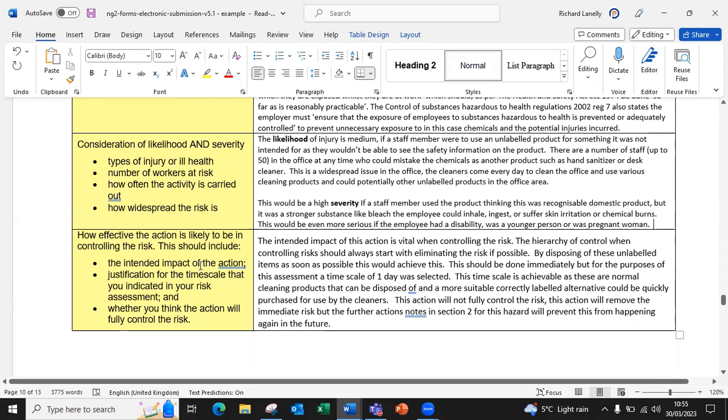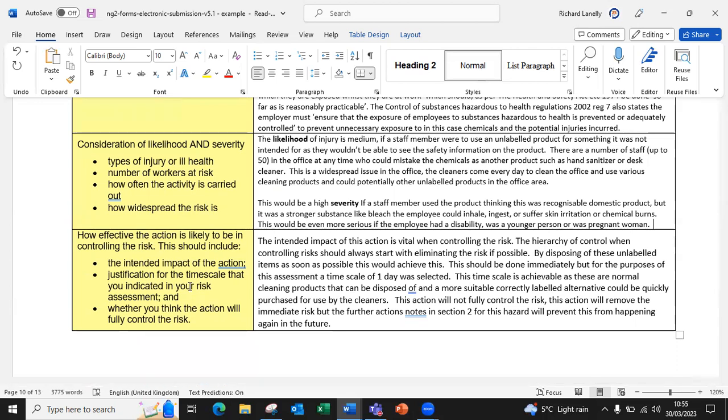So what's the intended impact of that then? Just throwing stuff away that costs money. So you're basically answering the questions. Our answer is that the intended impact of this action is vital when controlling the risk. Hierarchy of control: when controlling risk, you should always start with eliminating the risks if possible. By disposing of these unlabeled products as soon as possible, this would achieve this. So we've answered that question now. Our director's asked that question, and I've said, that's the first thing you should do. We're going to get rid of it.